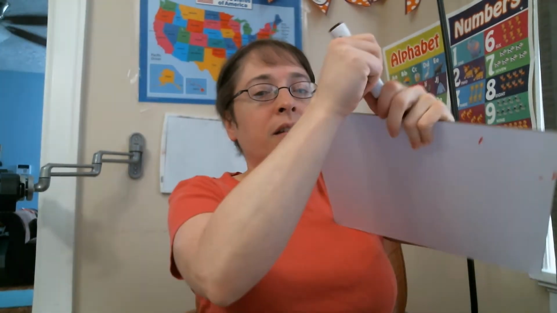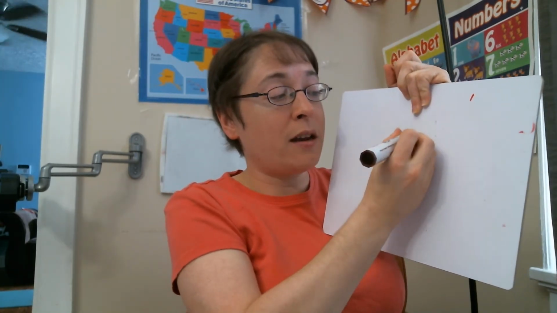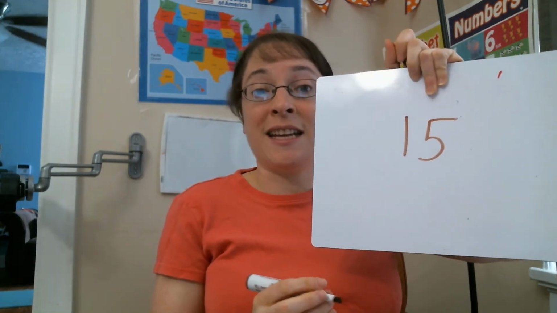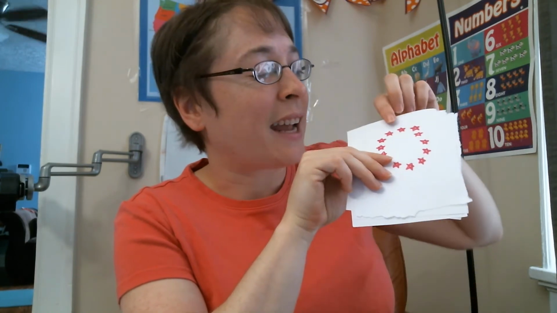So this had 15. So how do we write 15? 10, 5. So that's 1, 5. 15. Very good. Okay, and we have one more to do with you. I have some stars. Are you ready to count the stars?